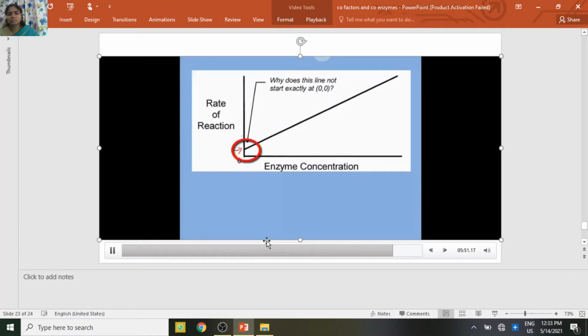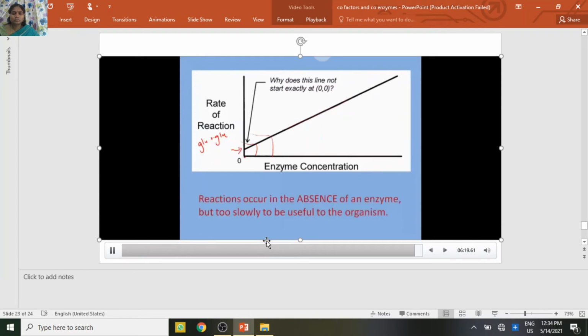The answer has to do with the fact that reactions do occur in the absence of enzymes. So if you had zero enzyme and you were doing a reaction between glucose and glucose, you would still get some product, maltose, but it would be very, very little in a very long time period. So the rate of reaction would be very slow. As you add enzyme, provided you have enough substrate, you are going to get a faster and faster rate of reaction. So the reactions occur in the absence of an enzyme, but too slowly to be useful to an organism.